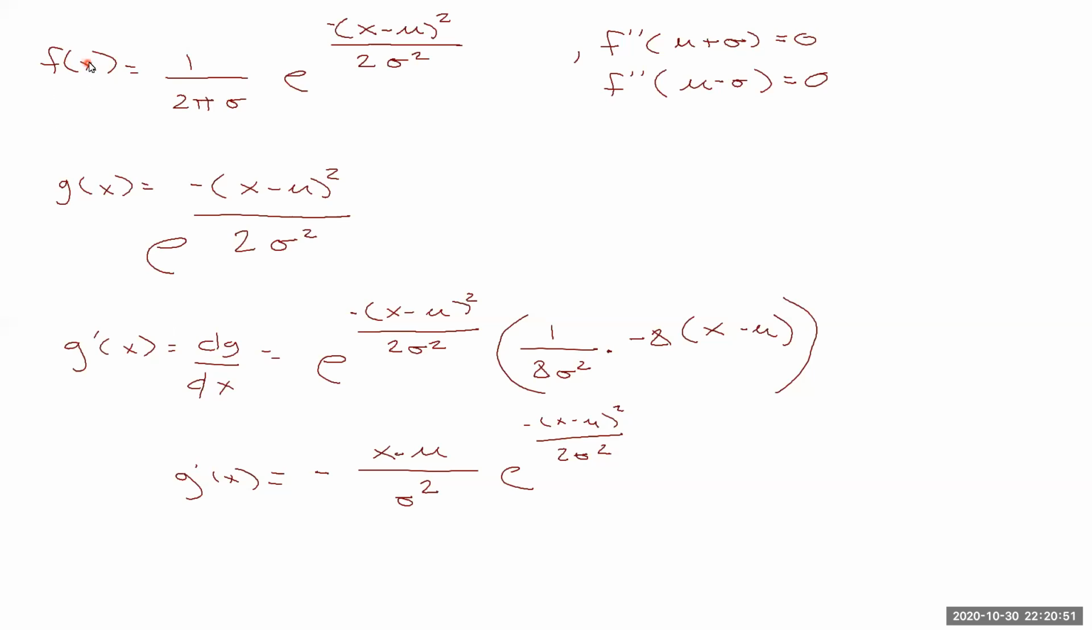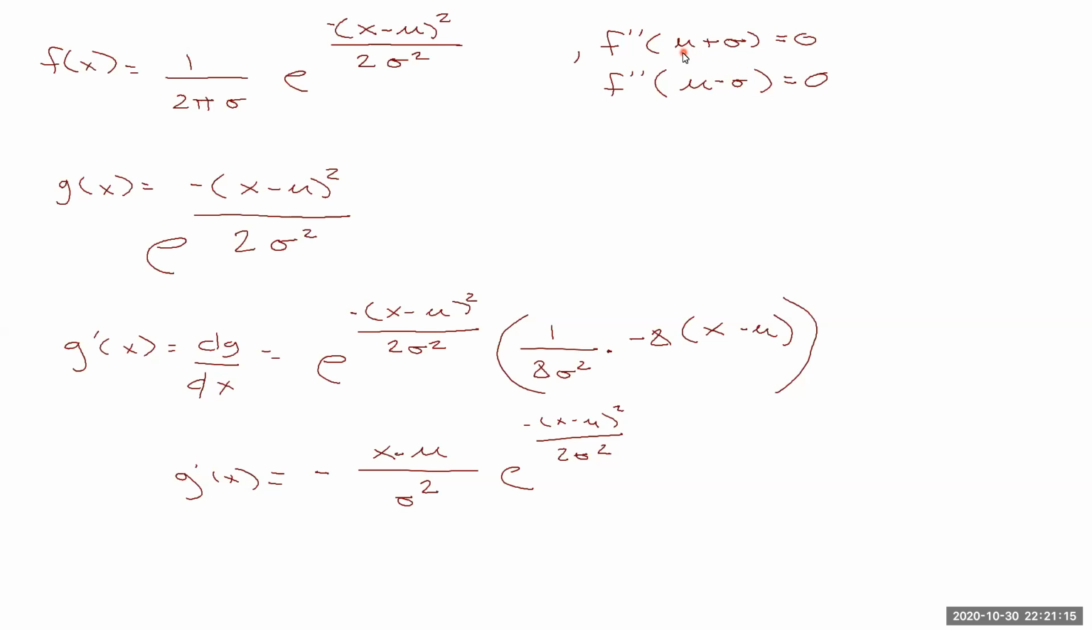So today we're going to show that this function, f of x is equal to 1 over 2 pi sigma times e to the power of the quantity negative x minus mu squared divided by 2 sigma squared, has 2 points of inflection, and they are mu plus sigma and mu minus sigma.